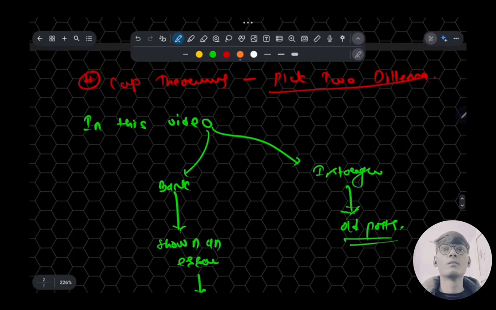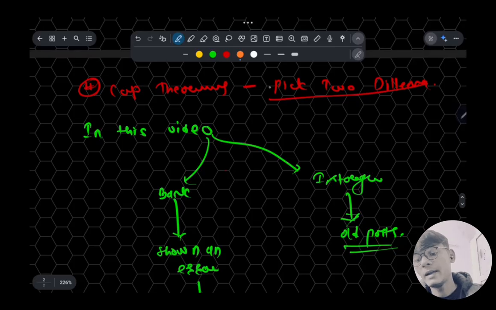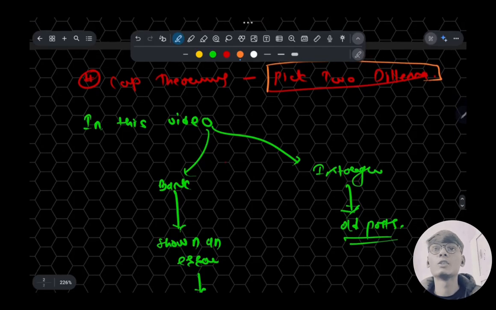Today we start to learn the most important topic of computer science and databases, which is the CAP theorem, or the pick-2 dilemma. Why it is known as the pick-2 dilemma, we will check that.